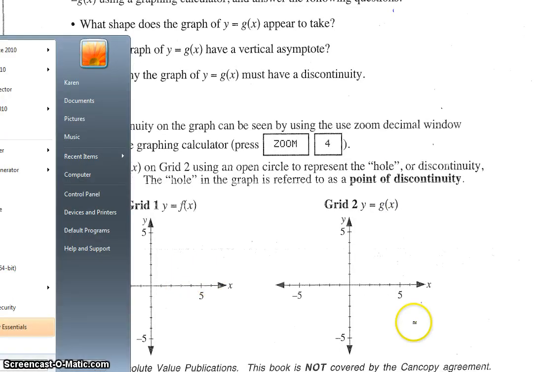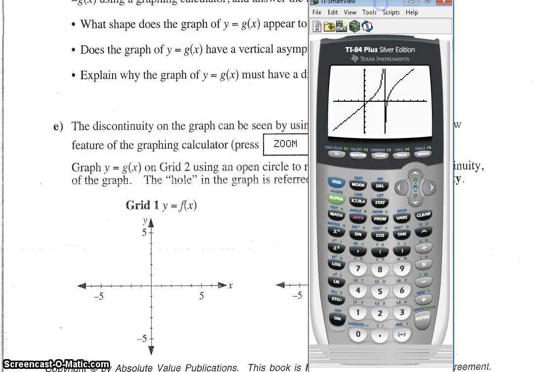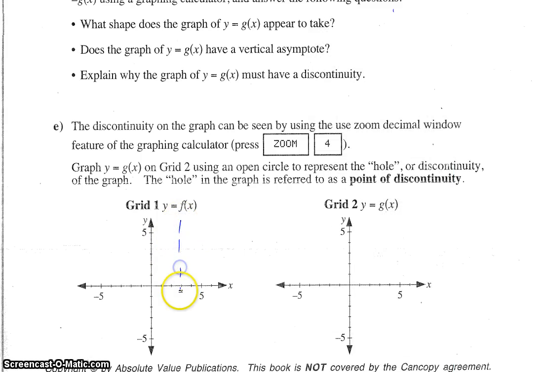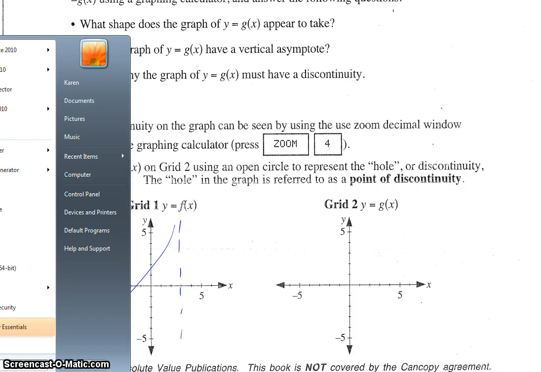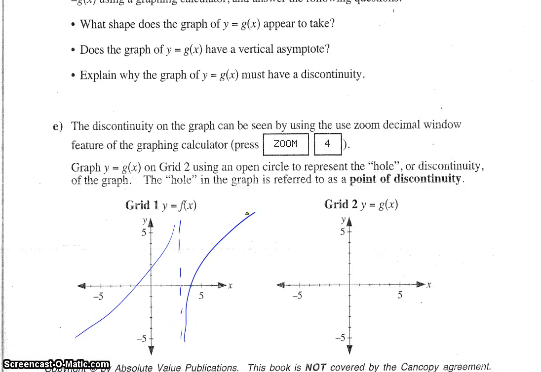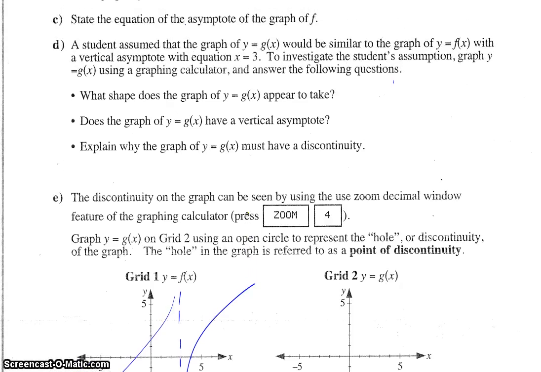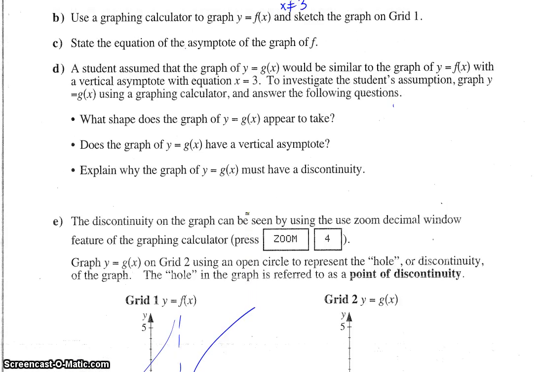What did our graph look like again? Oh yes, okay, let's just bring that over here so I can see it. So we have the vertical asymptote and then weird things going on. At x equals 3, vertical asymptote, and then it looks something like this. Let's take another look. And then something like this. Okay, all good. Now, it says state the equation of the asymptote of f, which we already know to be x equals 3.